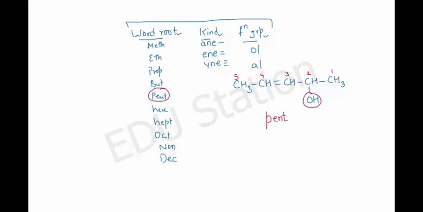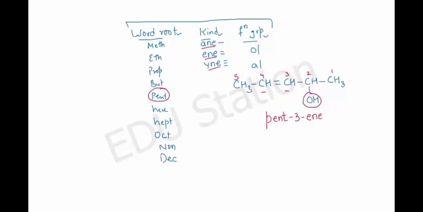After pent we will stop and we have to find whether it's an ane, ene or yne. Since it contains one double bond, it is an alkene. The position of the double bond is indicated by using the lower number. If the double bond is between 3 and 4, we will write 3. If it is between 1 and 2, we will write 1. If it is between 6 and 7, we will write 6. In this case, the double bond is between 3 and 4, third and fourth carbon, so we will be using the lower number, that is 3. So we will say pent 3 ene.